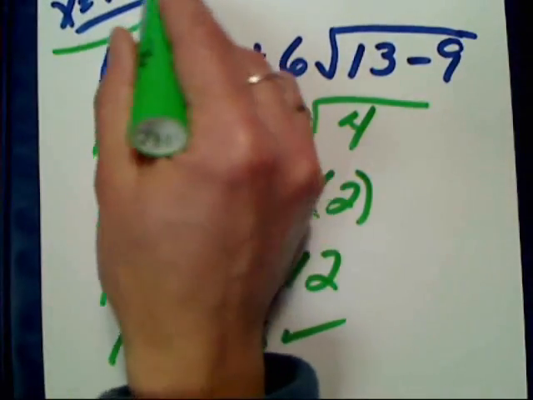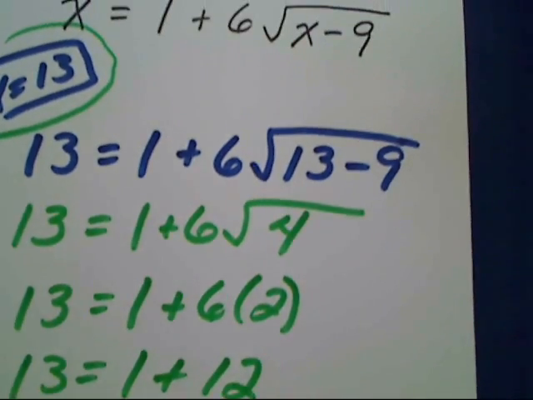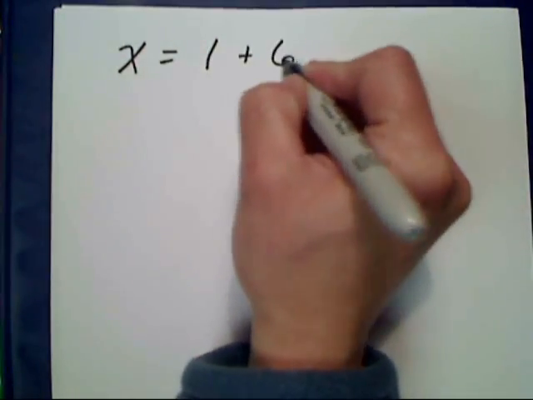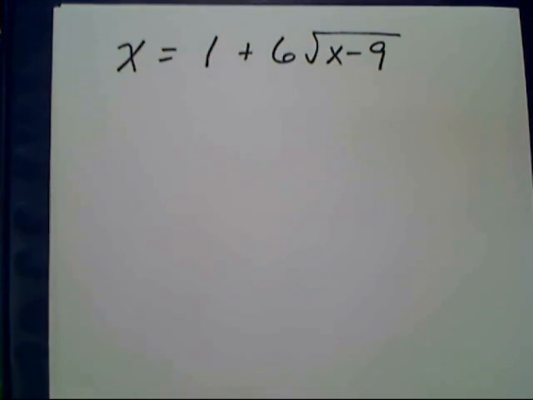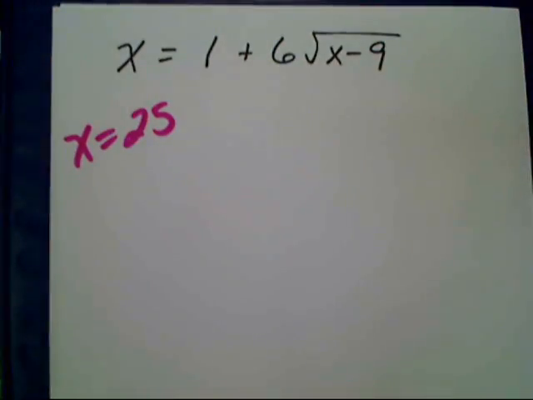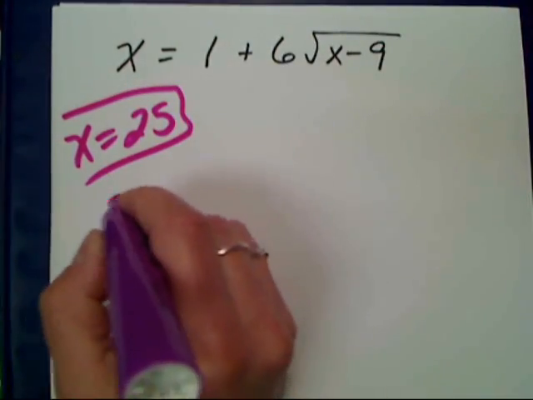Now you cannot assume that 25 is not. So you still have to check it. Now these markers are a little bit thicker, so I seem to need more paper. Let's write that equation again. X is equal to 1 plus 6 times the square root of x minus 9. And now let's check when x is 25. Once again, wherever there's an x, I'm going to replace it with 25.